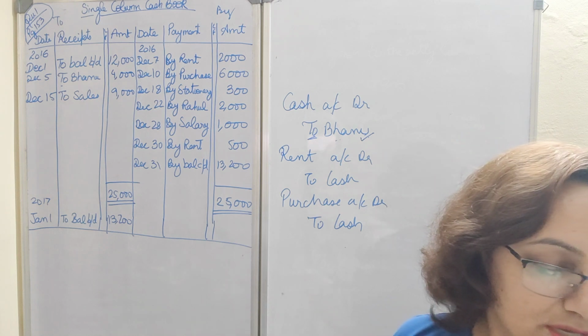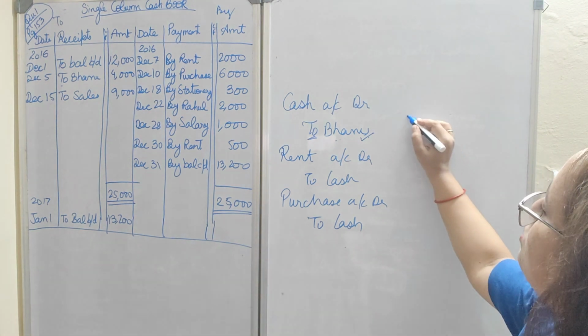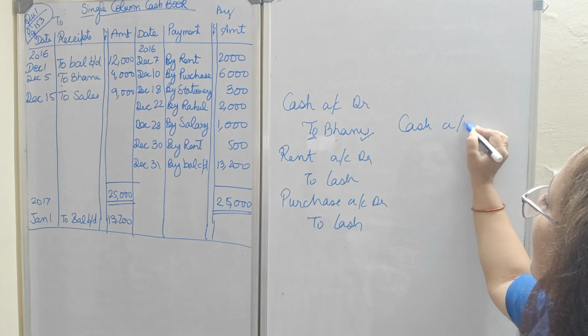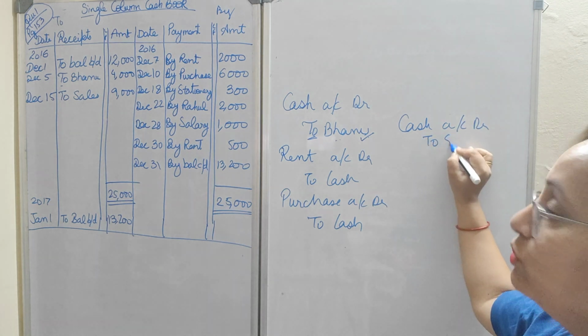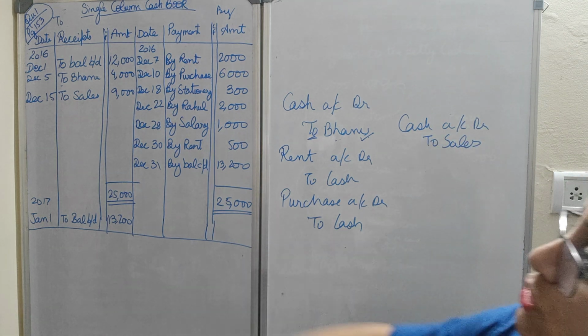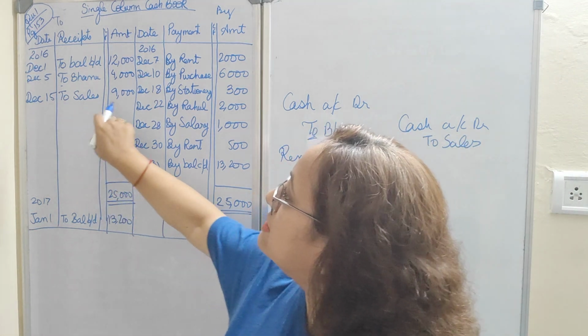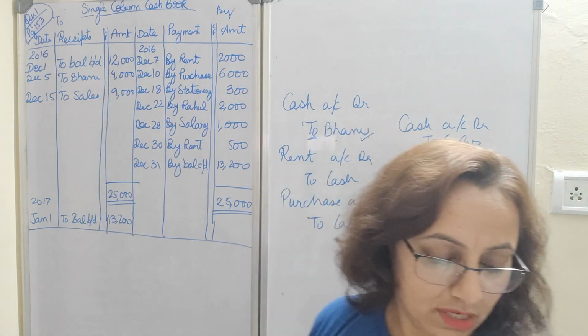Now next is sold goods for cash. When goods are sold for cash, then the entry is cash account debit to sales. Right? So over here on the to sales, 9,000 is written.